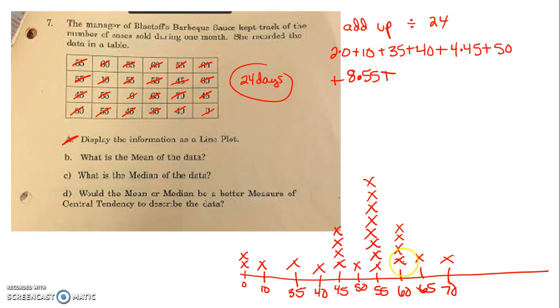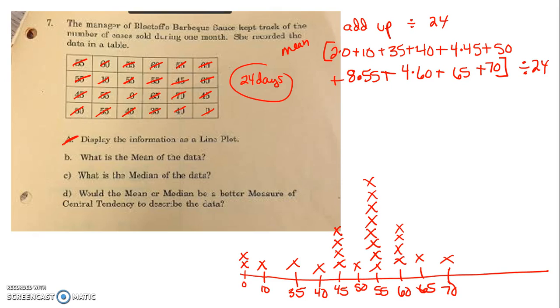How many 60s? 1, 2, 3, 4. So I could do 4 times 60. And then I have 165 and 170. What I'll have to do is add all those together and then divide that answer by 24, because there's 24 pieces of data. That's how you'd find the mean: add them all up and then divide by the number of pieces of data. So I'll go ahead and try that.